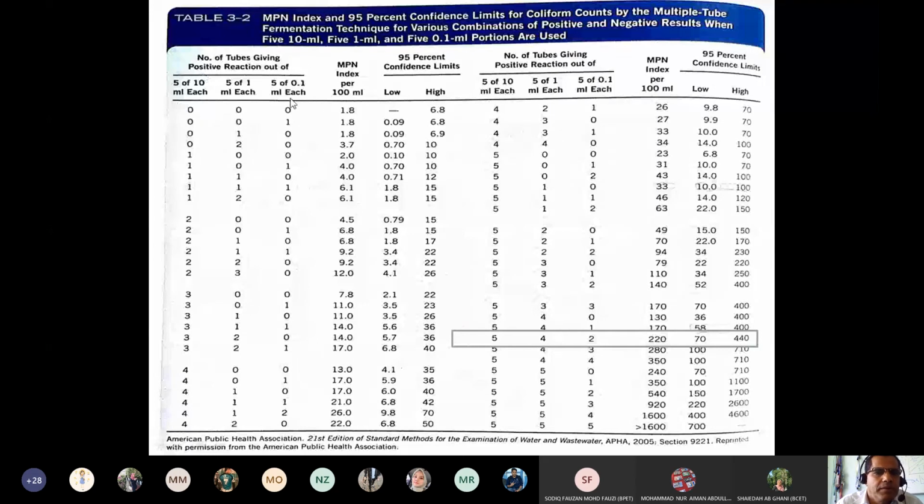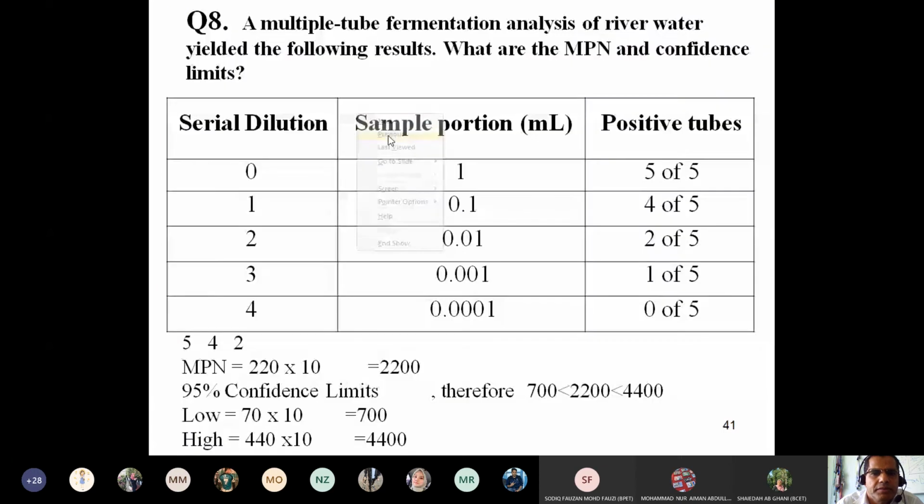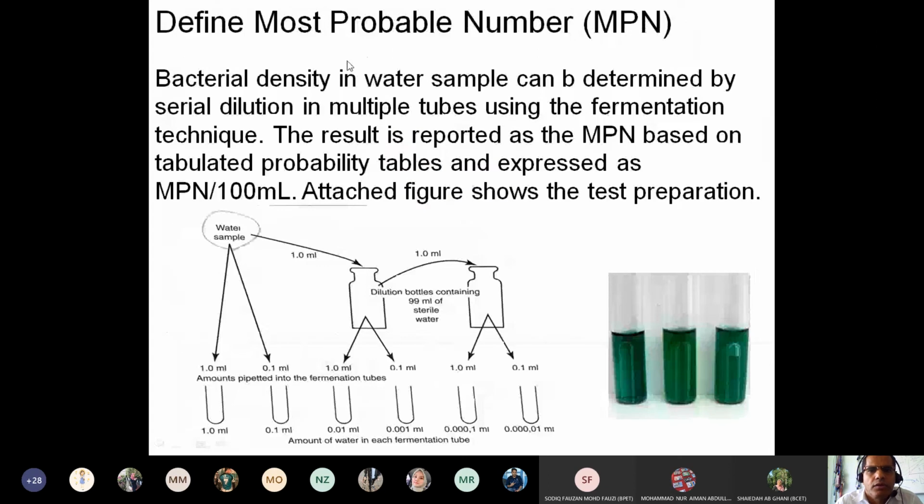For example, 5 samples. If I have all 0, meaning that MPN is 0. What is MPN? Maybe I need to explain to you what MPN is first. This MPN is called most probable number. Most probable number means that we use probability, we use statistics. I think you study statistics. So based on dilution factors, we can predict the number of bacteria.